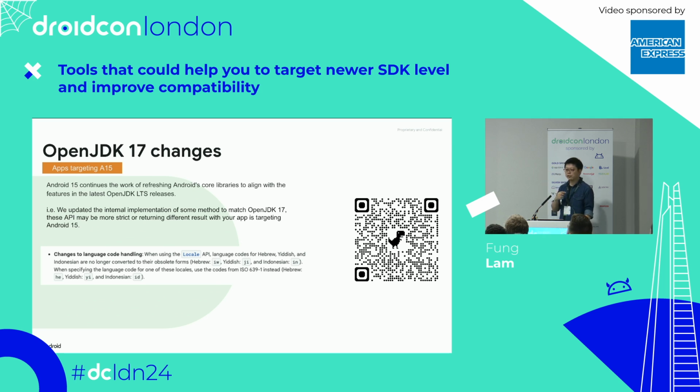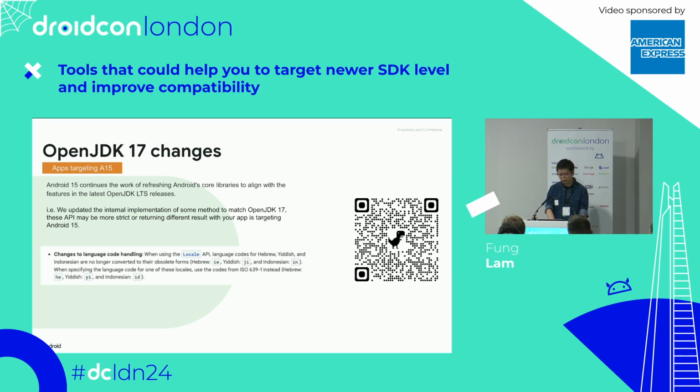So in Android 15, we catch up with the JDK, the OpenJDK 17 standard. So you may find that, oh, my method's return value was A in the past. Why, when I target Android 15, did the return value change? It's because the Java internal implementation changed.